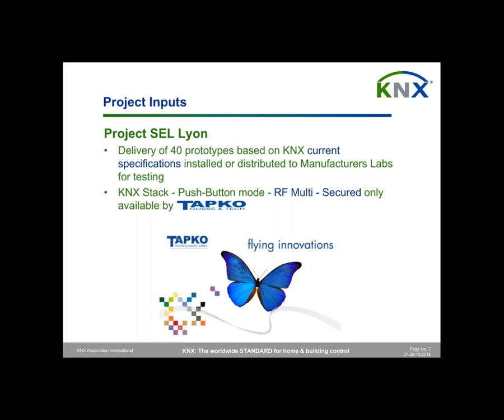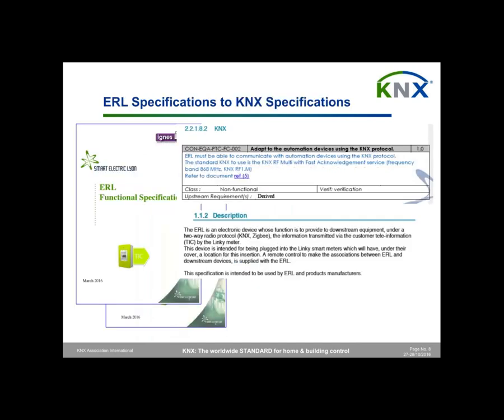So we will now switch to the way to come from ERL specification to KNX specification. What we can see is that we have the official ERL specification. You can normally download it for free on the Smart Electric Lyon site. Maybe there are new releases since, I think, in 2017 there have been two new releases. So we see one requirement in this specification is ERL must be able to communicate with automation devices using KNX protocol. The standard to use is KNX RF multi.